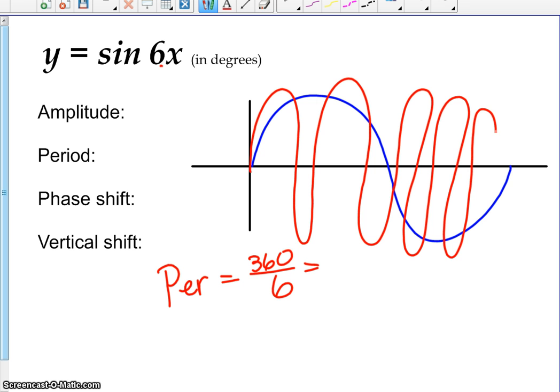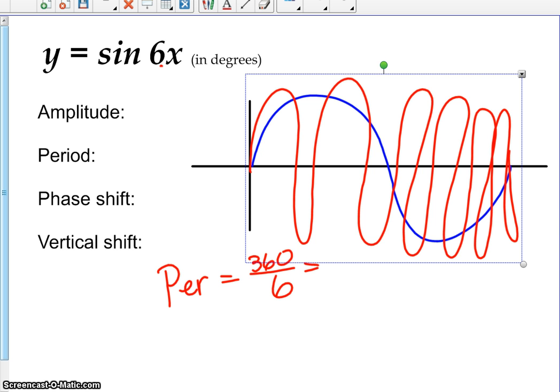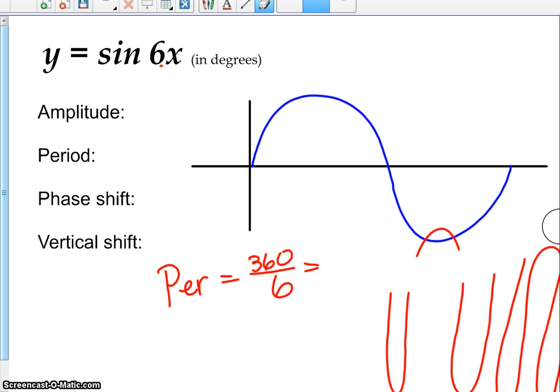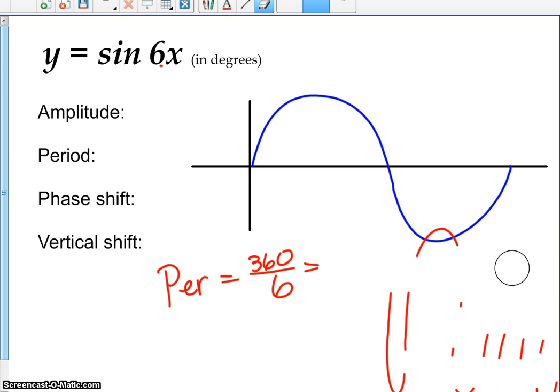4, 5, 6. Oh, it's hard to get them all in there. I didn't start off close enough. Let me see if I can get rid of that and try again. Let's do this over here. That was not good at all. Let's try this again. I didn't pace it at all. It's not easy though. Let's try.